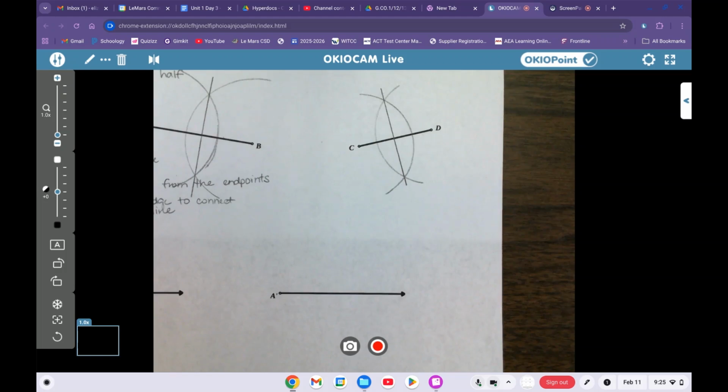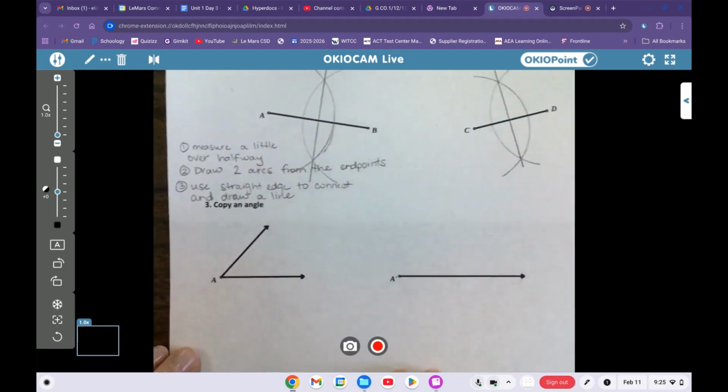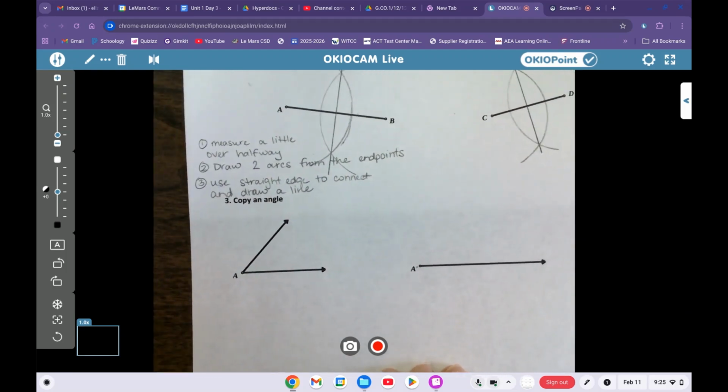So if yours doesn't look like it's in the middle, you're going to have to go back and start over again, because maybe something happened when you picked up your compass and you moved it to another side of the paper. It's really easy for these things to be changed a little bit, okay?